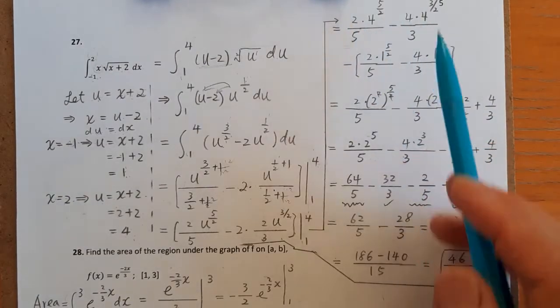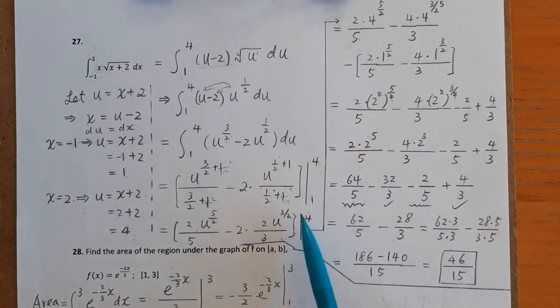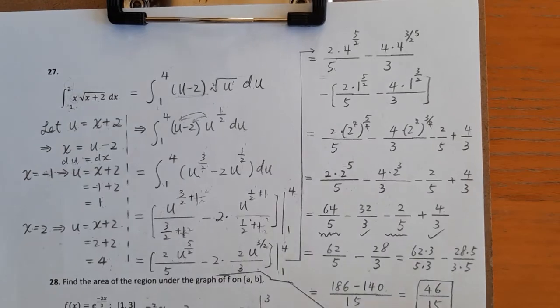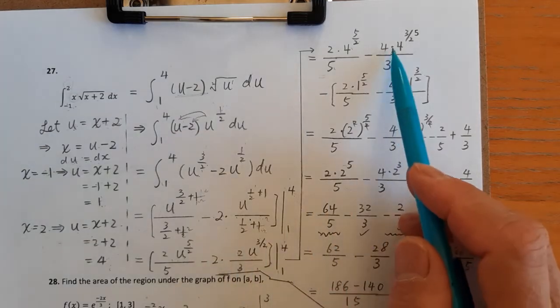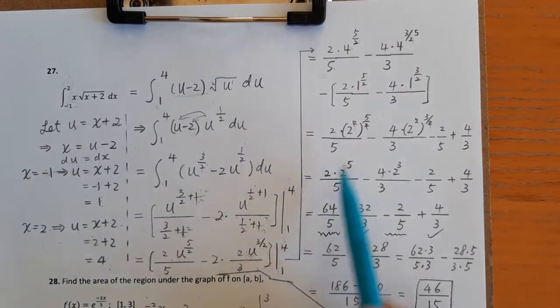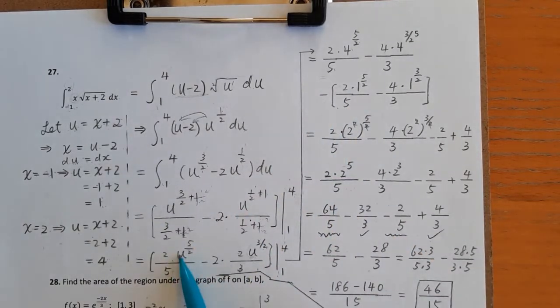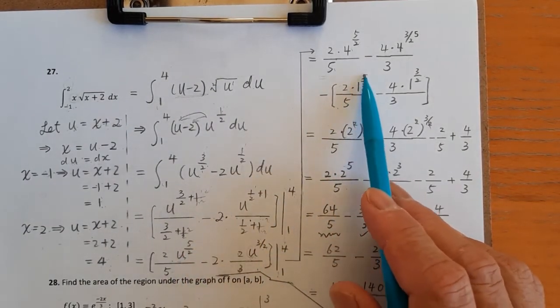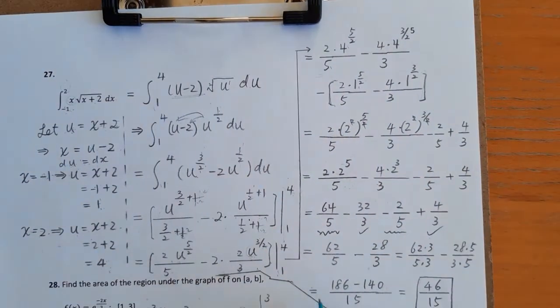Then you substitute in. For 4, put it in u: 2/5 times 4 to the power 5/2, minus 2 times 2 is 4/3 times 4 to the power 3/2. Minus, substitute in 1: 2/5 times 1 to the power 5/2, and you have to put the bracket, minus 4/3 times 1 to the power 3/2.